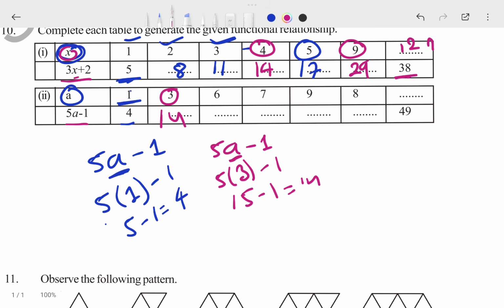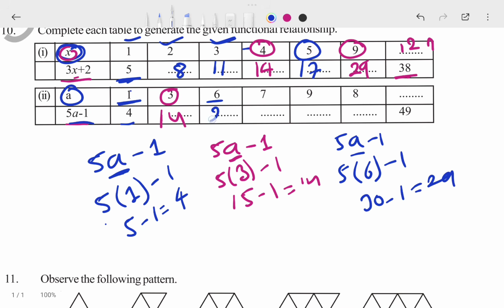Right, so let's do this same again. We have to write here 5a minus 1. So where it is a, we have to assume 6. So here it is a, so here we have to assume 6. Okay, and here 5 times 6 is going to be 30, and minus 1, this is going to be 29. So we have to write 29.